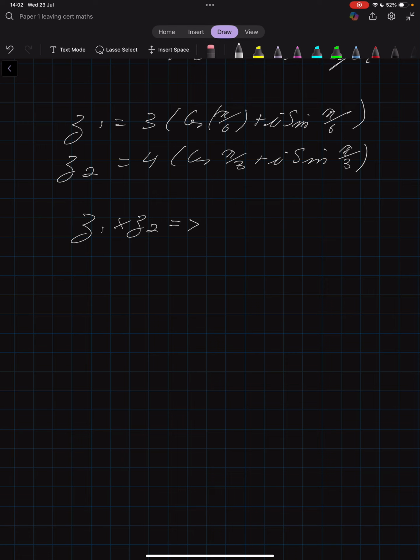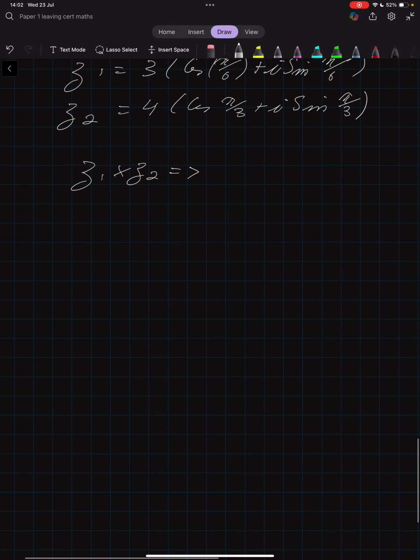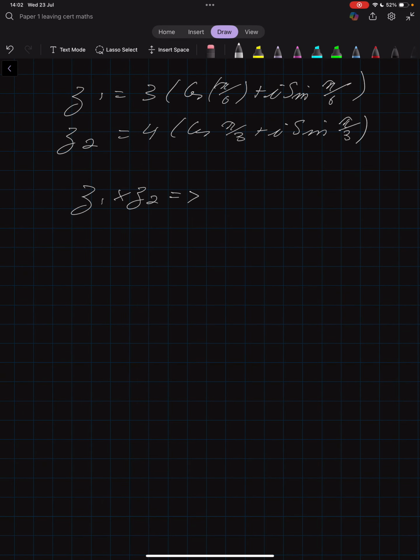So, the best way to think about this is when you multiply complex numbers. Okay, just listen very carefully to what I'm saying. When you multiply complex numbers, you add their angles and you multiply their lengths. Okay, this will save you a world of trouble. Okay, that's all it is. When you multiply complex numbers, you add their arguments and you multiply their lengths. So z1 times z2 is equal to 3 times 4, that's 12.